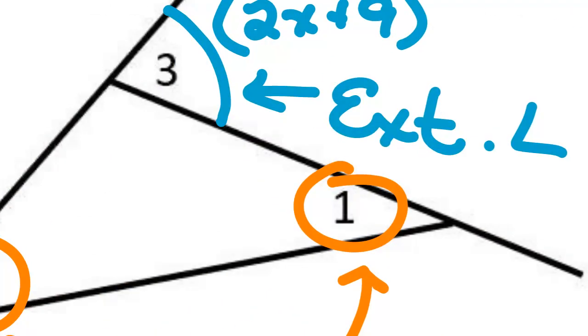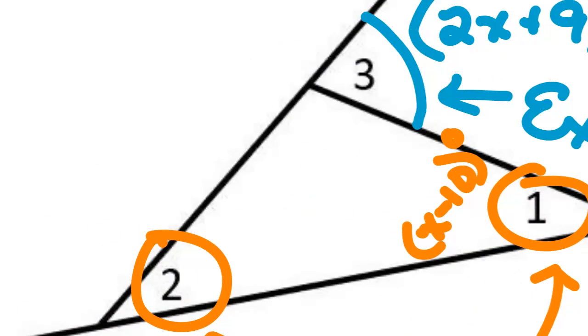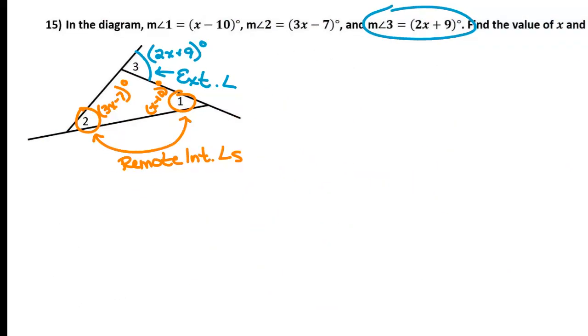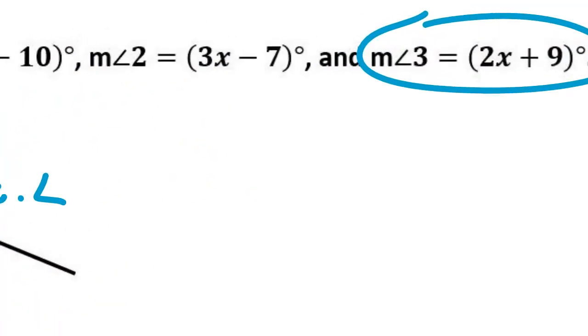Angle number 1 is x minus 10. And angle number 2 is 3x minus 7. What do I do with these now? Add them all up, set them equal to 180? No. They would all have to be interior if I was going to do that.